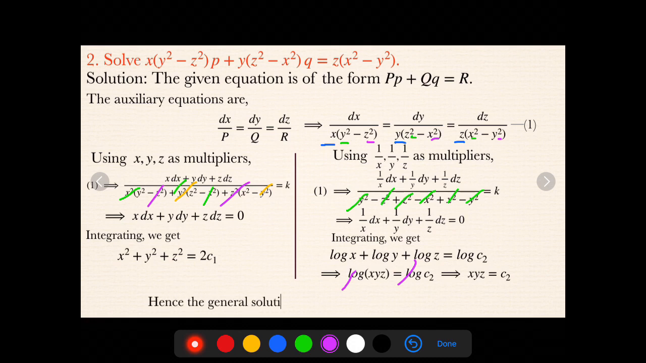Combining those two, they act as the general solution, that is phi of x square plus y square plus z square comma xyz. Okay. So with multipliers, don't think too hugely. There are only 4 different options, according to our syllabus I am telling. So we can restrict the choices to 1, 1, 1, and 1, 1, minus 1 like that.